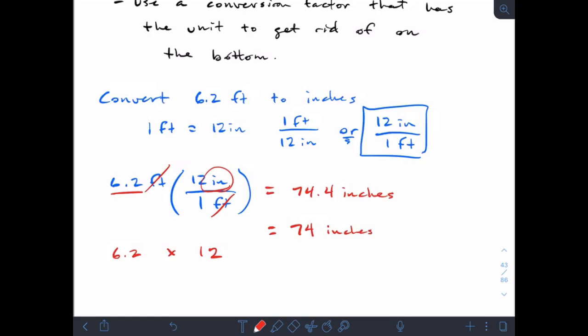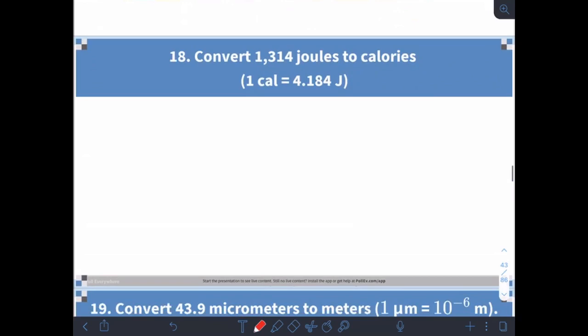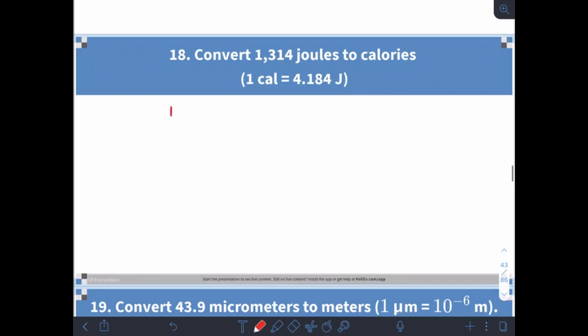So now we're going to jump in with question 18 and start employing the same tactics. Okay, so in this scenario, I have 1 calorie equals 4.184 joules. And that's a definition. So that relationship is going to have infinite significant digits. So I can write that either way. I can say 1 calorie over 4.184 joules, or 4.184 joules over 1 calorie.